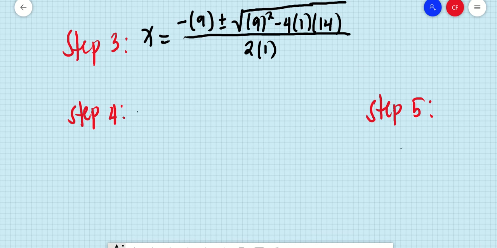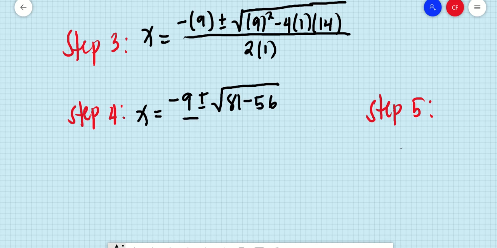Okay, so simplify na po natin yung nasa step number 3, right? So again, just simply copy x. So negative times positive 9, negative 9, right? Positive, negative. Simplify natin nasa loob ng radical sign. So, 9 squared, that is 81. And negative 4 times 1, that is negative 4. And negative 4 times positive 14, ano po yung sagot? Okay, very good. Negative 56. Okay, negative 56 all over 2 times 1, that is equivalent to 2.